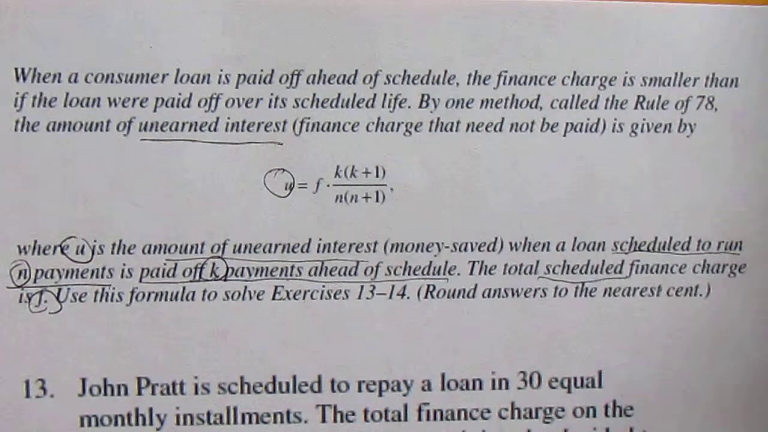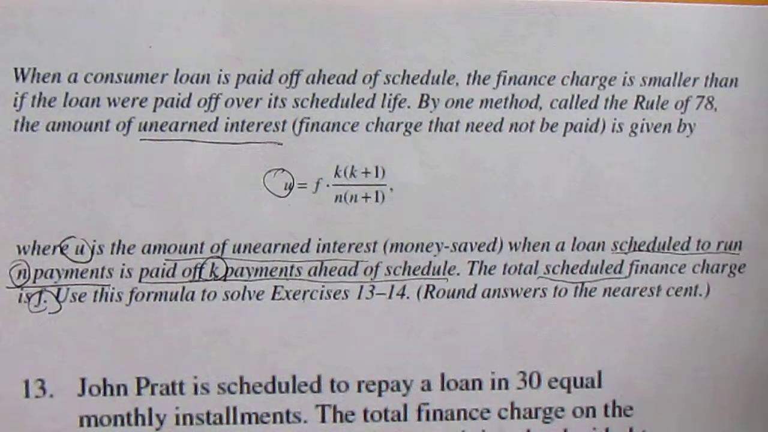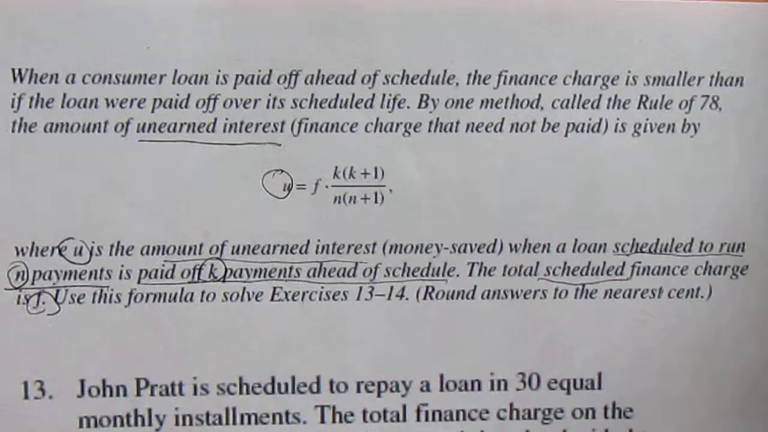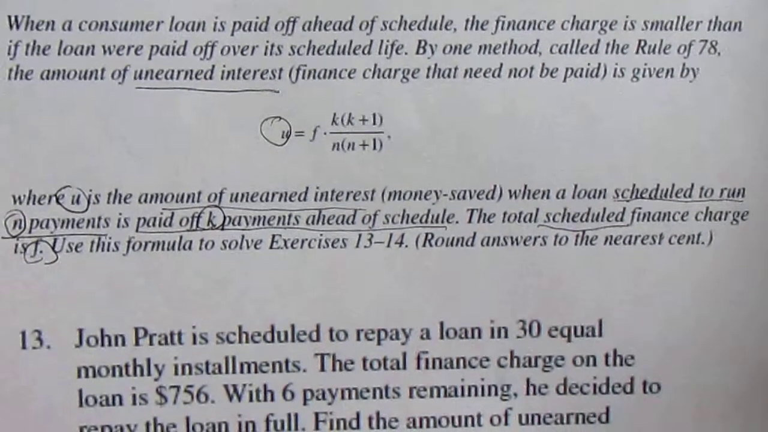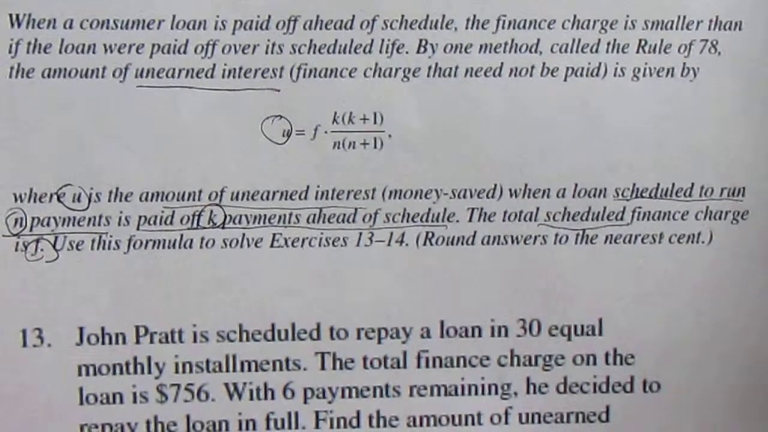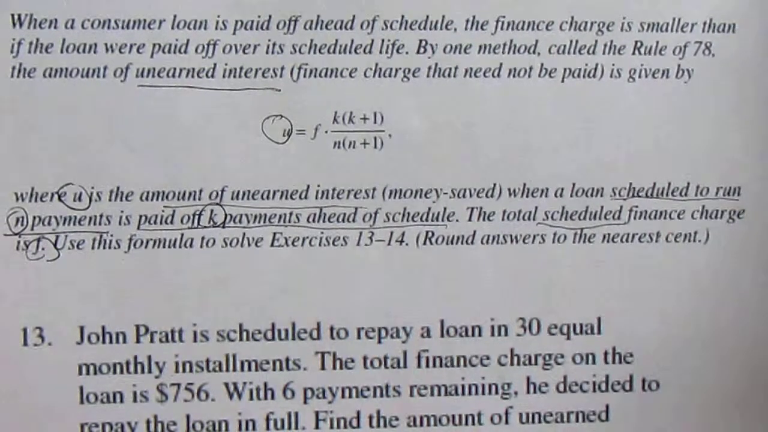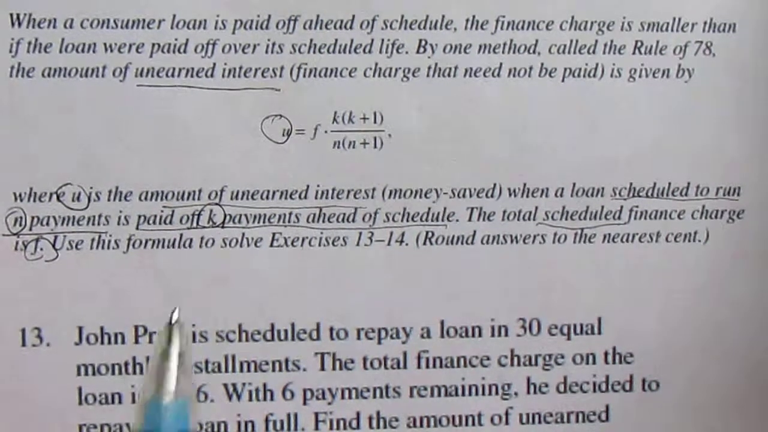One method is called the rule of 78. The amount of unearned interest, the finance charge that need not be paid, is given by this formula. So that's the amount that you're going to be saving in interest if you pay it off early. They do give us a formula for it, and they also identify the variables. U is the amount of unearned interest. That's what we save.